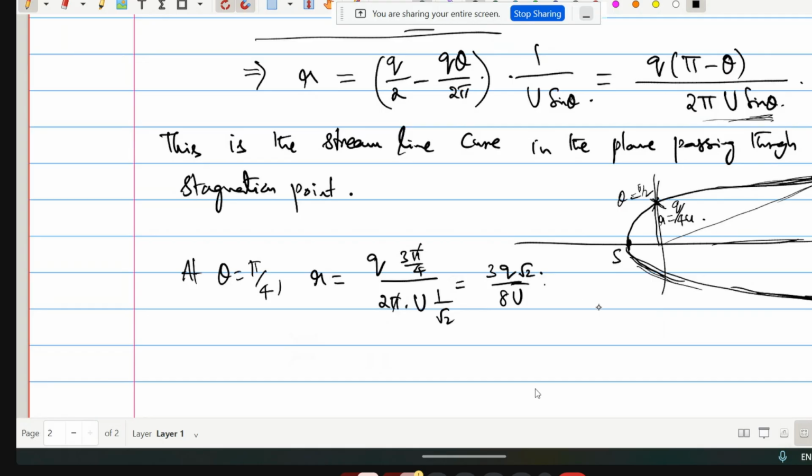Which one is bigger? Q by 4u, or this one is bigger? So basically is 3 by 8 root 2 bigger, or is 1 by 4 bigger? Which one is bigger? Square it. This one, 3 by root 2. So 3 by root 2 is bigger, right? So it's actually going like that. Asymptotically, it goes to infinity, right? As theta is becoming 0, you cannot reach, it will go to infinity, right?